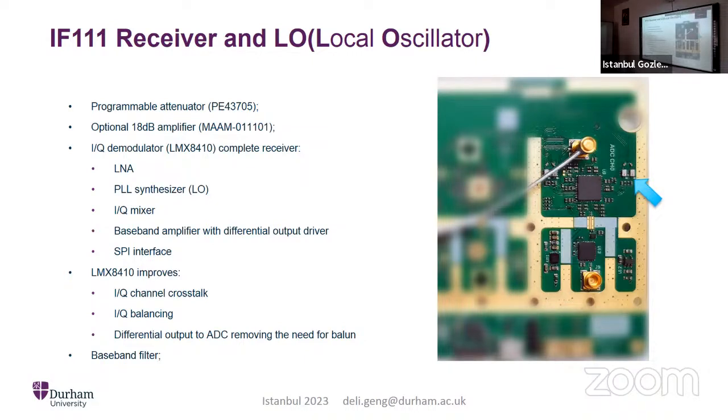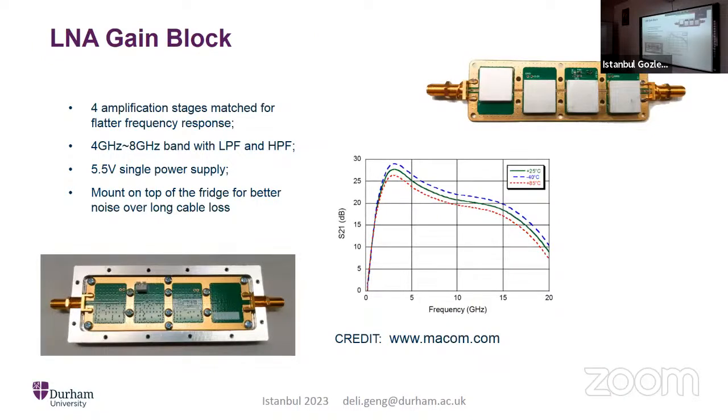Finally, there's just a simple low pass filter to cut off unnecessary noise. So that was the receiving. Also, we designed this low noise gain block. It has a few stages. This one produces the signal gain between the fridge and the receiver.